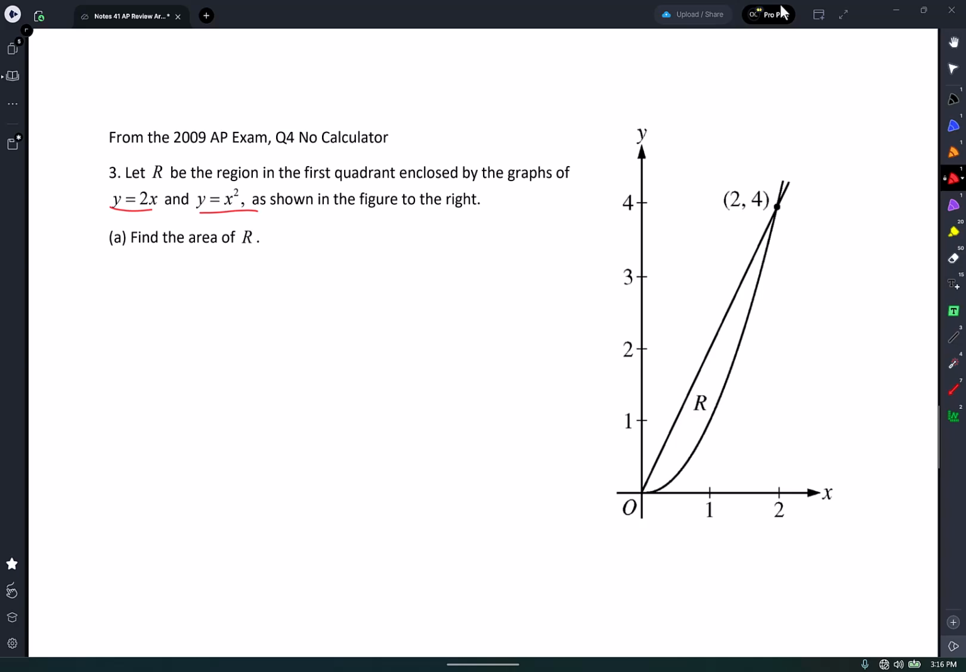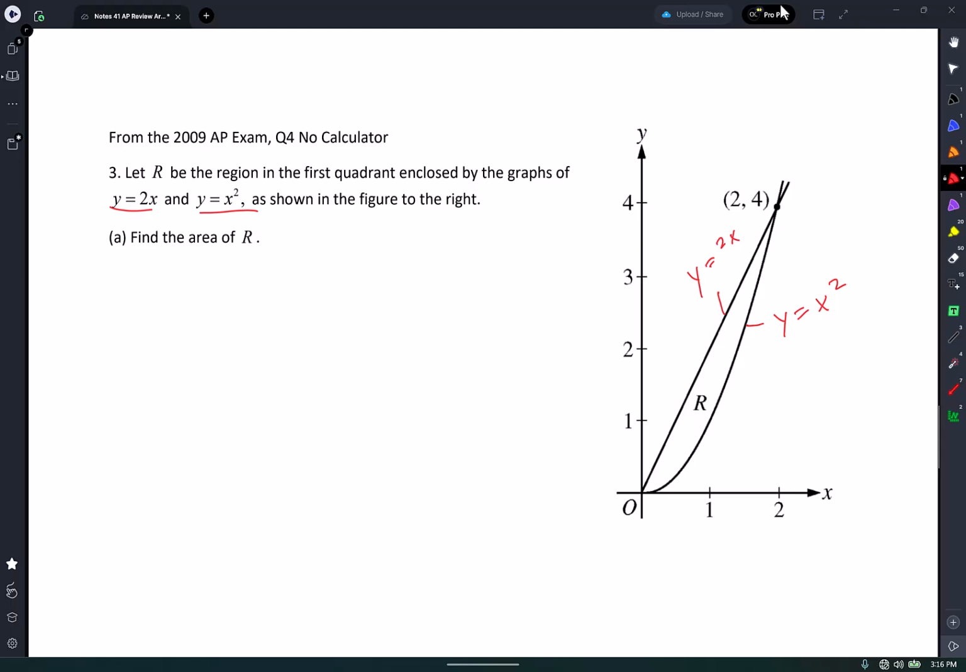Okay. Let R be the region in the first quadrant enclosed by the graphs of y equals 2x and y equals x squared, as shown in the figure to the right. Find the area of R. Guys, I hope you can tell which one's linear. This one's y equals 2x, and which one is not linear.